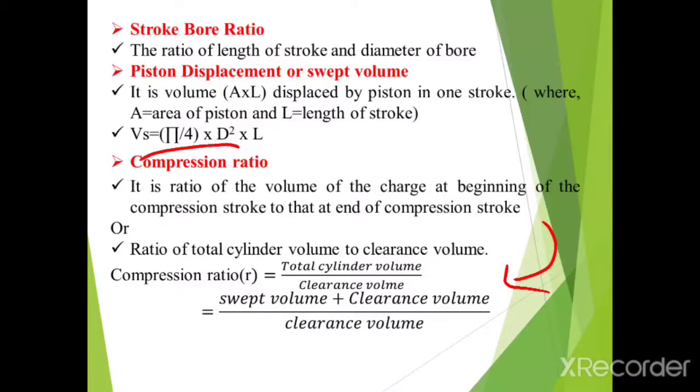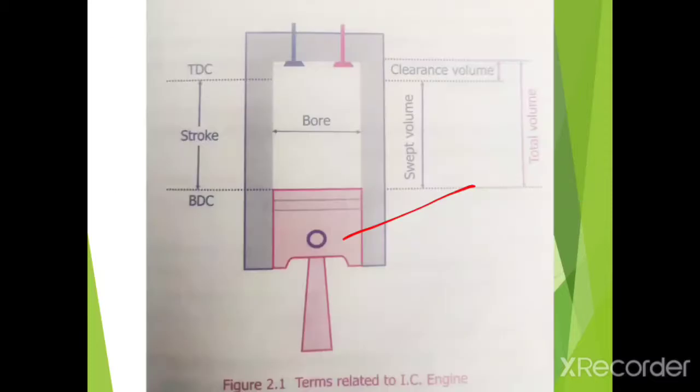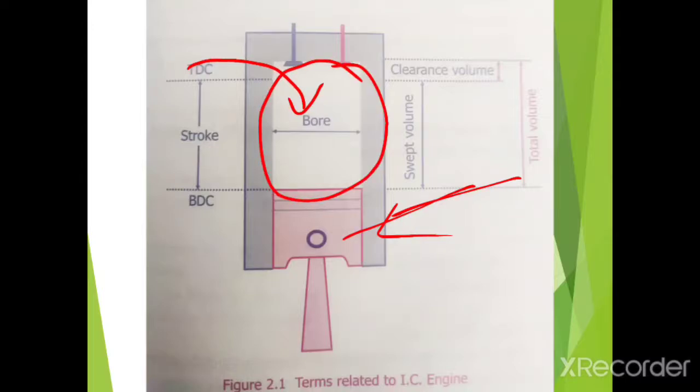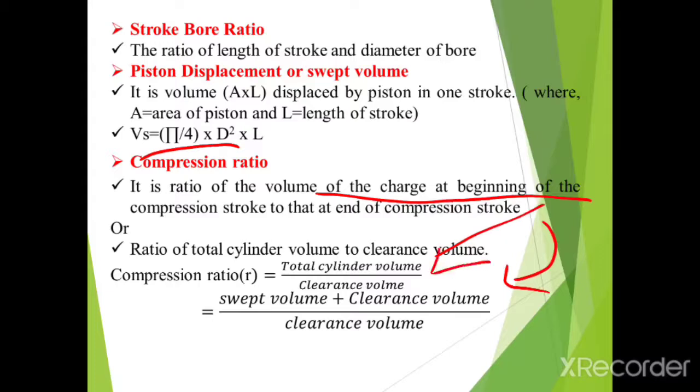So, the volume of the charge at the beginning of the compression stroke: as we know, the previous stroke is the suction stroke or intake stroke. At that time the piston is at the BDC, so whatever charge is received from the inlet manifold to this cylinder occupies the whole volume of the cylinder. So here, the total volume of the cylinder is compared to the volume of the cylinder at the end of the compression stroke, that is the clearance volume.